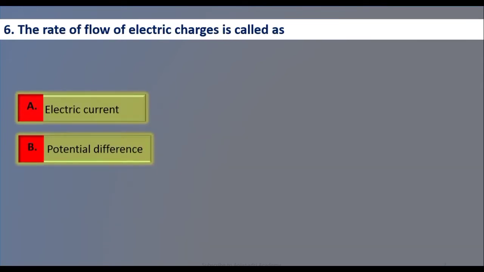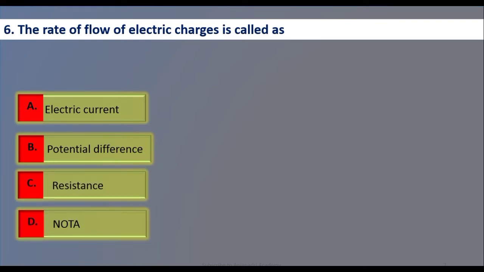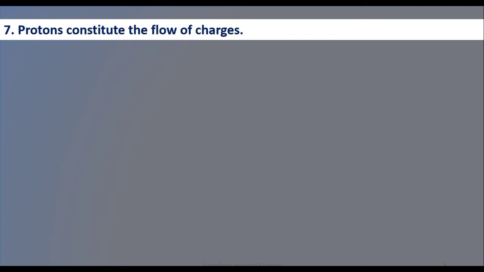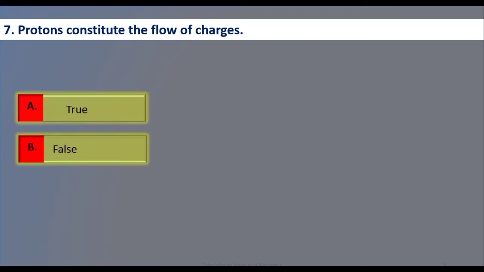The rate of flow of electric charge is called as electric current, potential difference, resistance, none of the above. The rate of flow of electric charge is called electric current. Option A is the right answer. Protons constitute the flow of charges. True or false? Whether it is a true or false statement he is asking. It is exactly the false statement because electrons constitute the flow of charges. Therefore, option B is the right answer. This is a false statement.